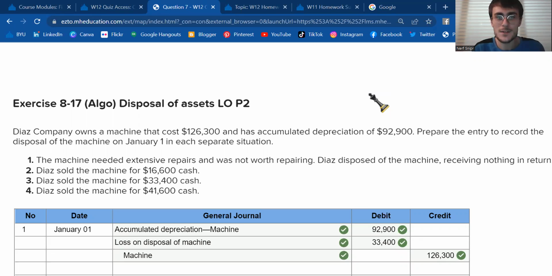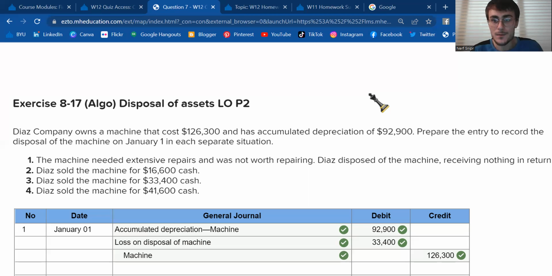So we're looking at a machine that costs $126,300 and has accumulated depreciation of $92,900. We're making an entry to record the disposal of the machine on January 1st in each separate situation. So I guess this is if we are selling it for certain different amounts.